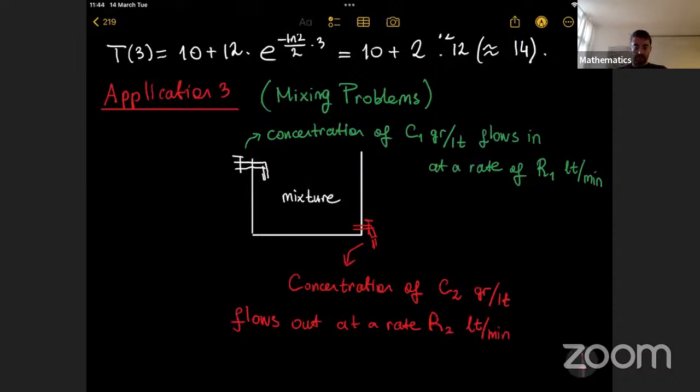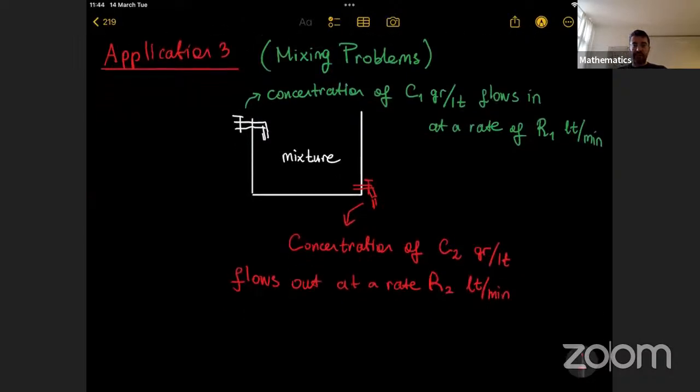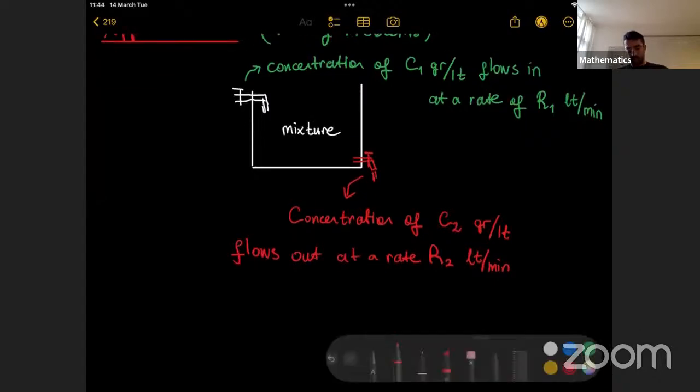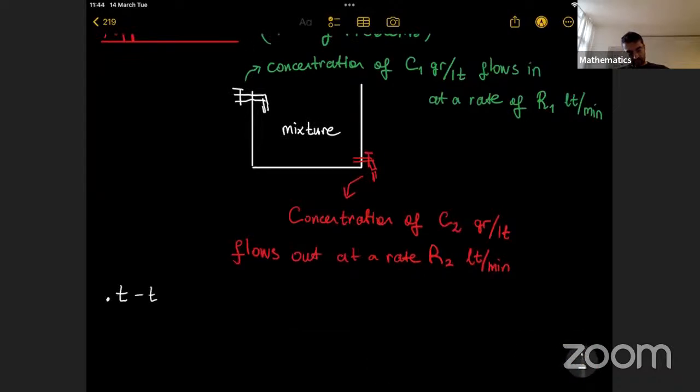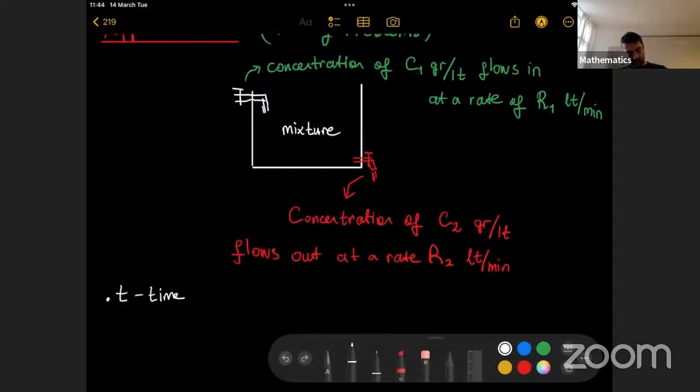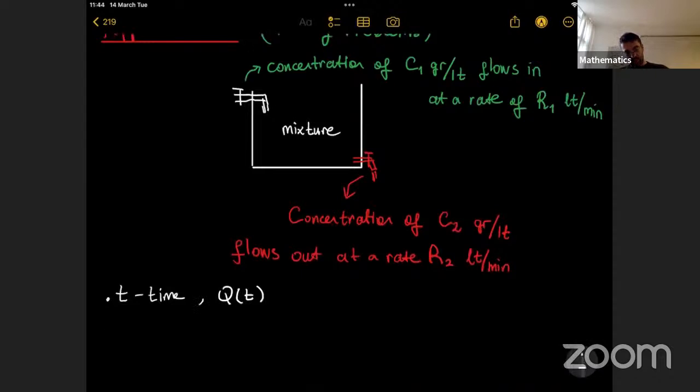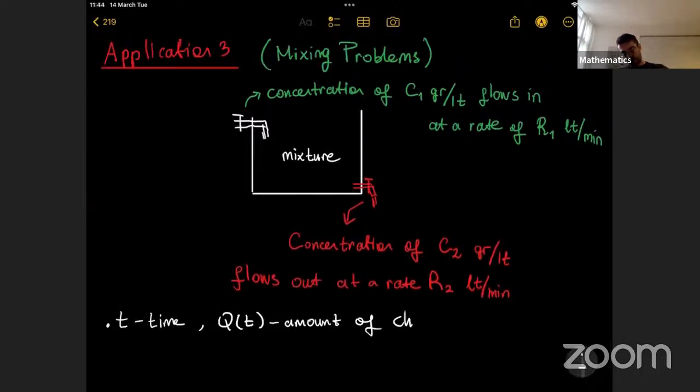And the concentration of the chemical in the fluid is given as well by C1 and C2. And what we're going to find is, after a certain time, what is the quantity of the chemical inside this mixture. Okay, so here t is time again. Q of t is the amount of chemical in the tank. This chemical can be sugar, salt, in the tank at any time t.